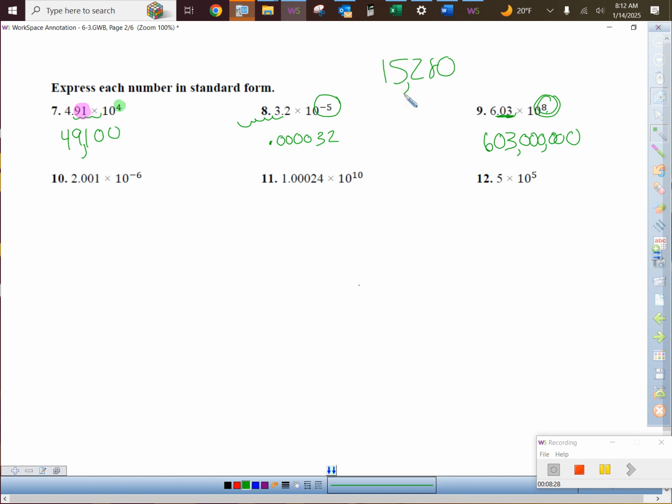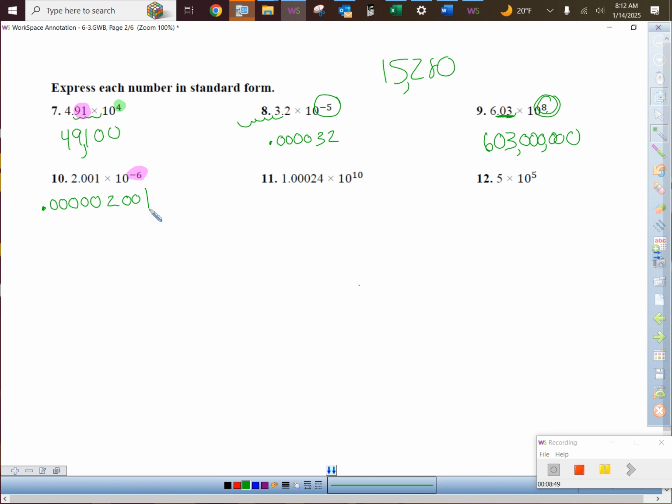Does that sound okay? So once you get 5 numbers, let's put that in there. Cool. Last one that I'll help you with. Which way should I move the decimal on number 10? To the left or to the right? To the left. So I need 5 zeros. 3, 4, 5. And then 2, 0, 0, 1.